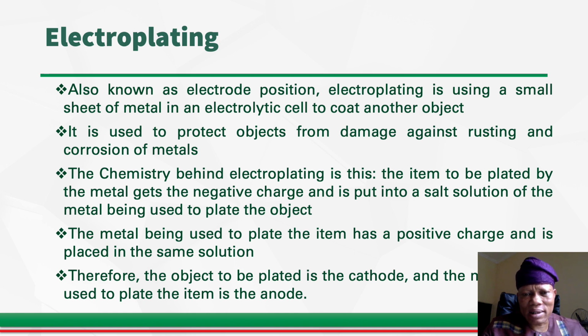The item to be plated by the metal gets the negative charge and is put into a salt solution of the metal being used to plate the object. The metal being used to plate the item has a positive charge and is placed in the same solution. Therefore, the object to be plated is the cathode, and the metal to be used to plate the item is the anode.